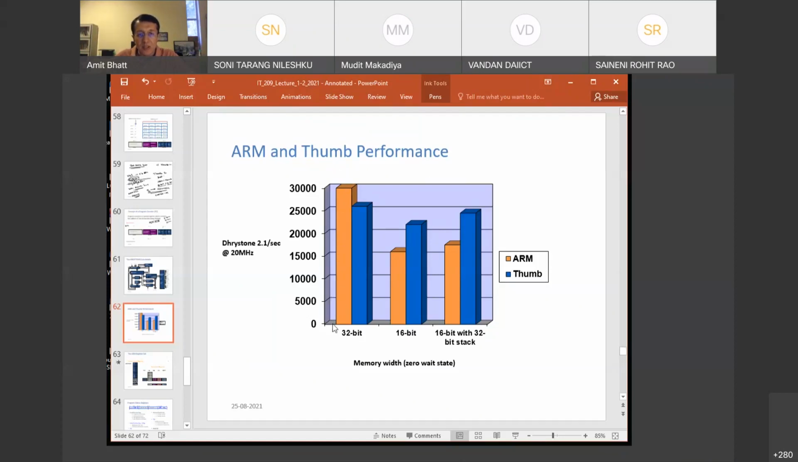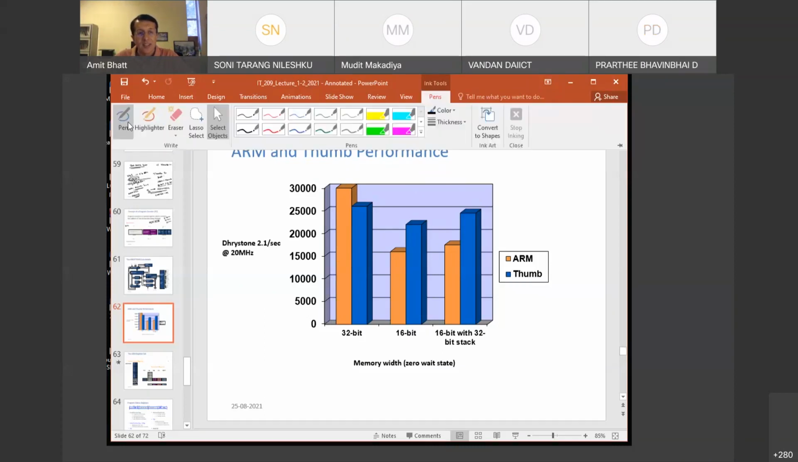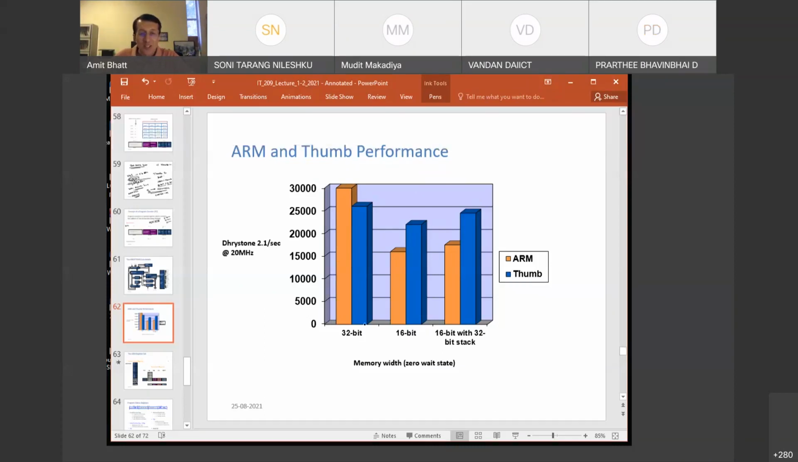So here you will get performance on, say, the y-axis. The horizontal is the x-axis, right? So the y-axis is your performance and the x-axis is your memory width.